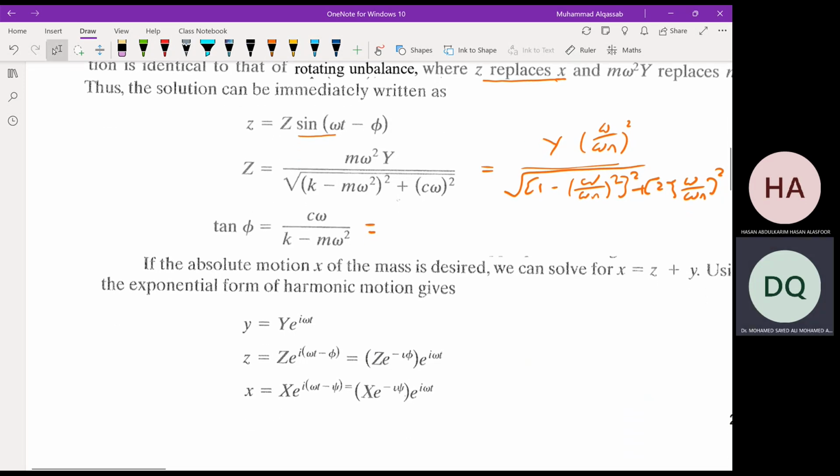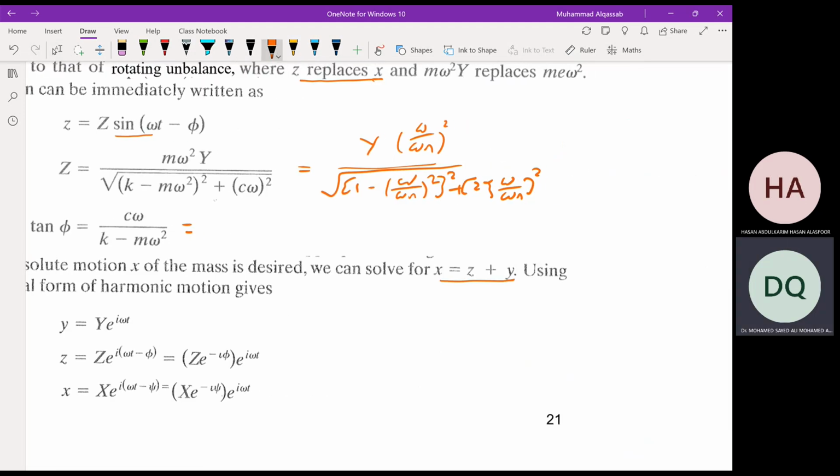Okay, now we need to go backward to find x. So we substitute in x equal to z plus y. And this will require some math. We will use some trigonometric identities to reach the final equation. Okay, this is all math.